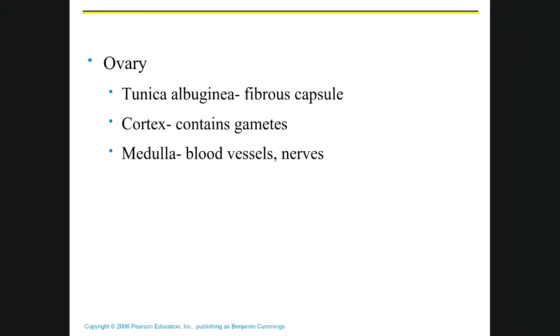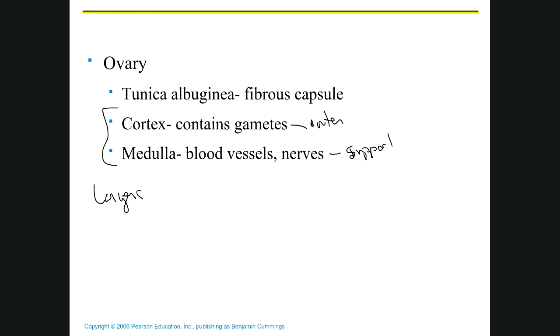And then if you look in the ovary, what you're going to see are two layers. There's an outer layer, which is called the cortex, and that's where the gametes are going to form. And then there's an inner layer, which is called the medulla, which is basically just support tissue. And so it's blood vessels and things like that in it.